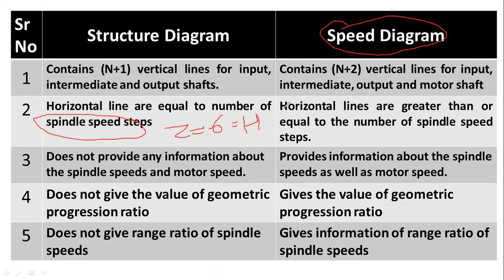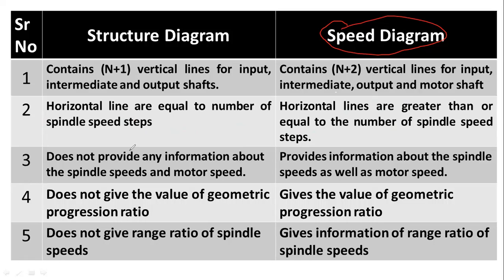But in speed diagram, the horizontal lines are greater than, it would be one more extra or it would be equal, right? Suppose our maximum speed was 1000 RPM and motor speed was 1440 RPM. So I had to draw one extra line, Z plus one line I had to draw. So it could be greater than the number of speed steps, or suppose if instead of 1440 RPM, the motor speed is say 700 RPM, then 700 is less than 1000. So it would be somewhere between those 6 lines only. So it would be equal to number of speed steps. So horizontal lines, either it is greater than the number of speed steps or it would be equal to Z. That is what they are trying to say.